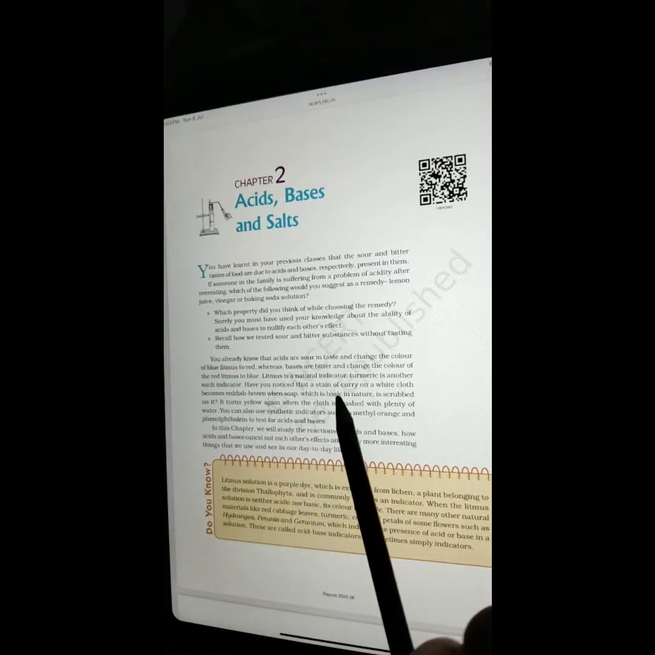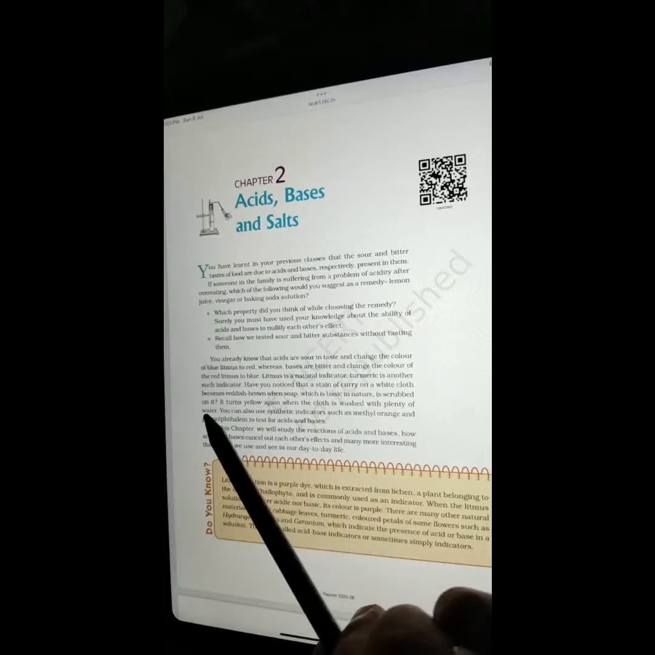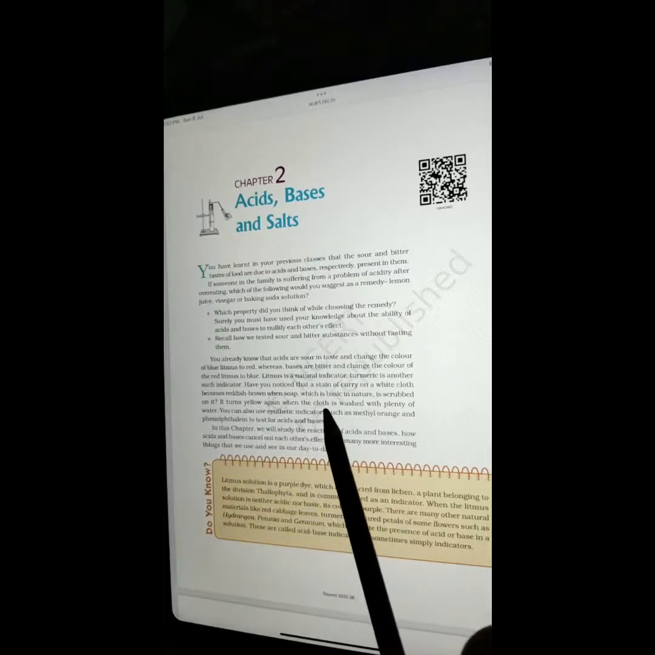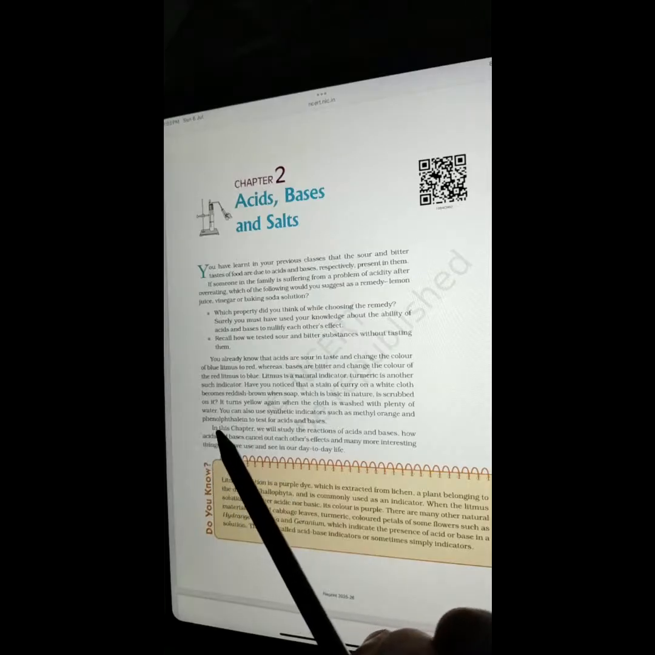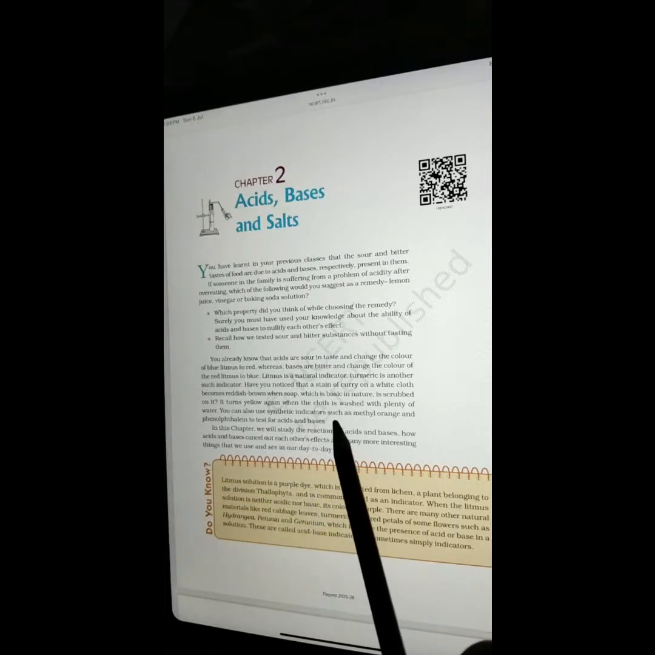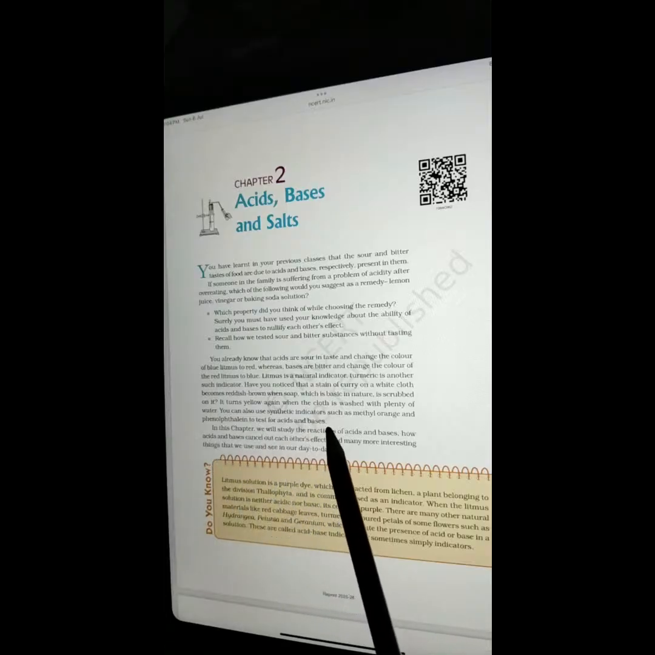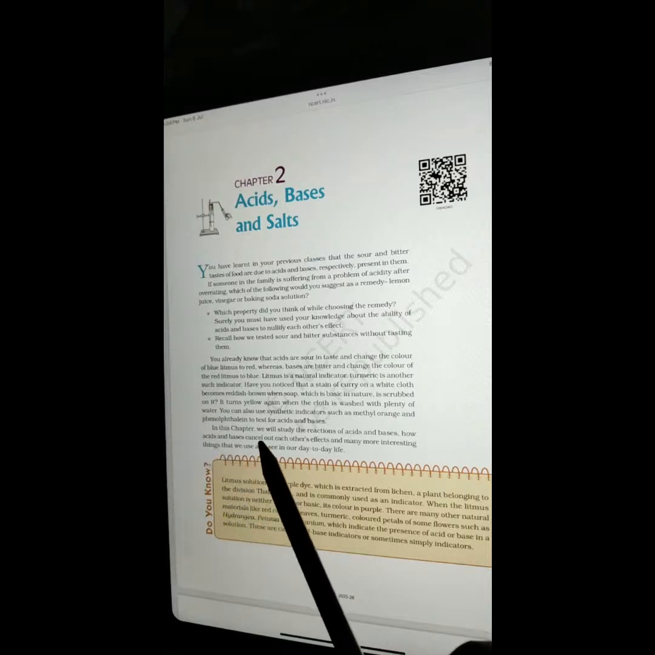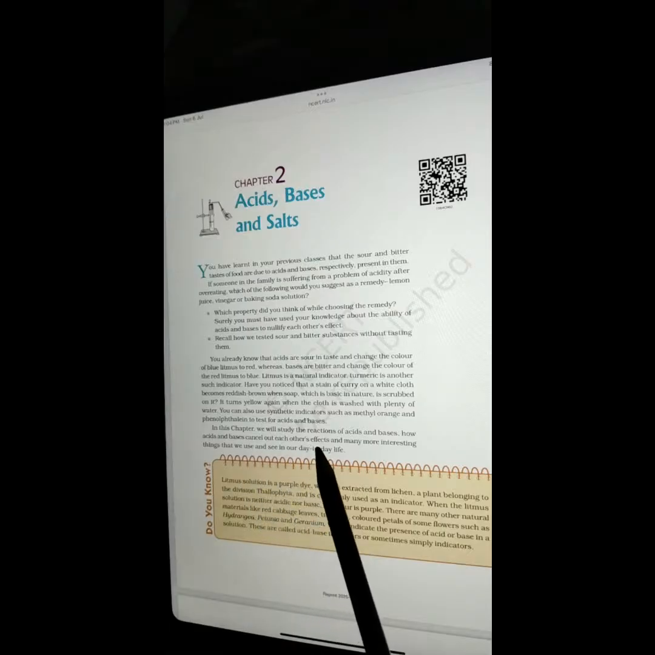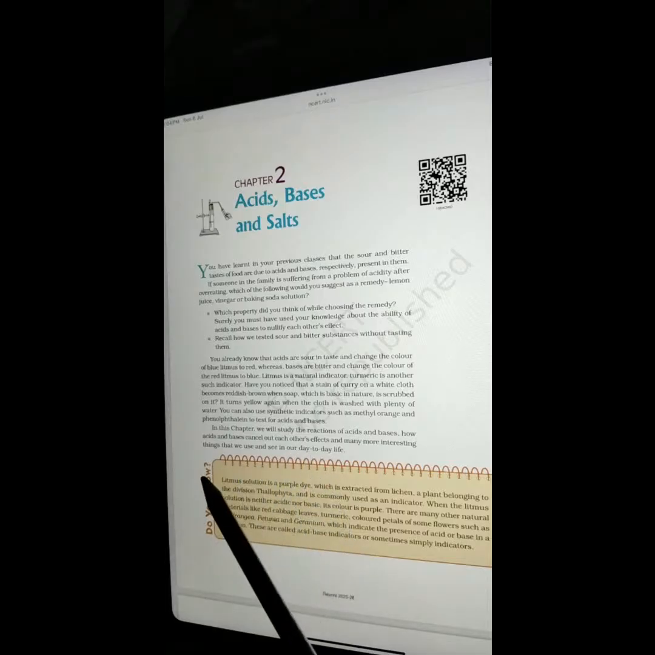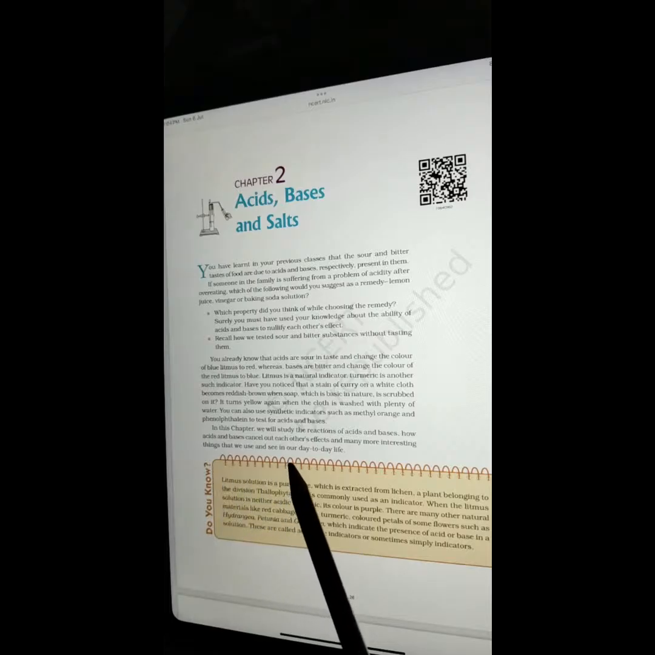Have you noticed that a stain of curry on a white cloth becomes reddish brown when soap, which is basic in nature, is scrubbed on it? It turns yellow again when the cloth is washed with plenty of water. You can also use synthetic indicators such as methyl orange and phenolphthalein to test for acids and bases. In this chapter, we will study the reactions of acids and bases, how acids and bases cancel out each other's effect, and many more interesting things that we use and see in our day to day life.